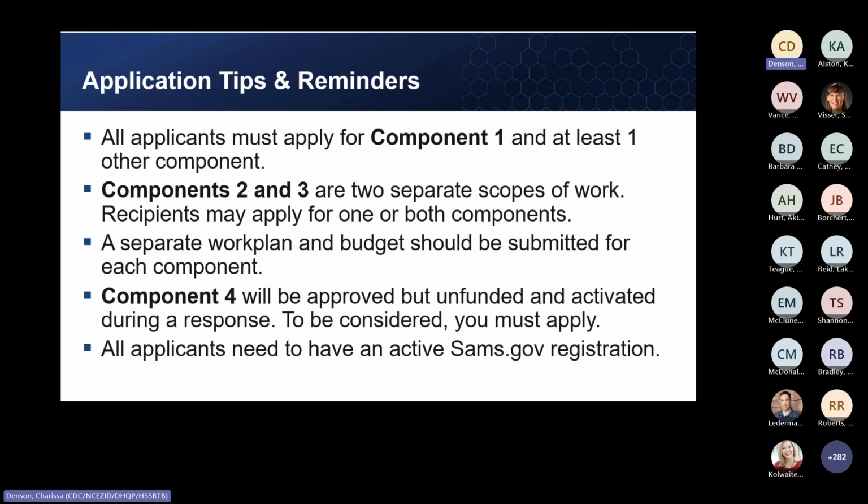It is also important to note that Component 2 and Component 3 are separate scopes of work. Applicants may choose to apply for either component individually or for both components, depending on their expertise, capacity, and proposed activities. If applying for multiple components, applicants should submit a separate work plan and budget for each component. This helps ensure that proposed activities, deliverables, and resources are clearly aligned with the appropriate component requirements.